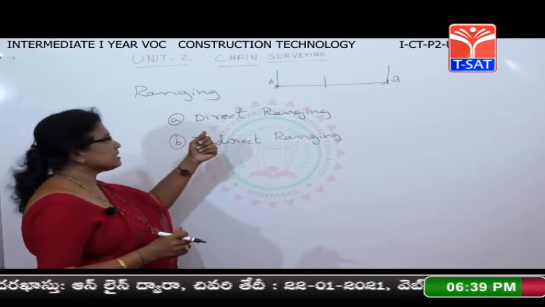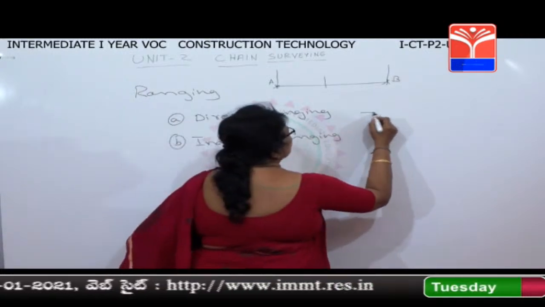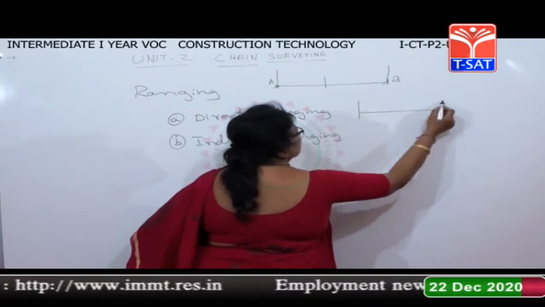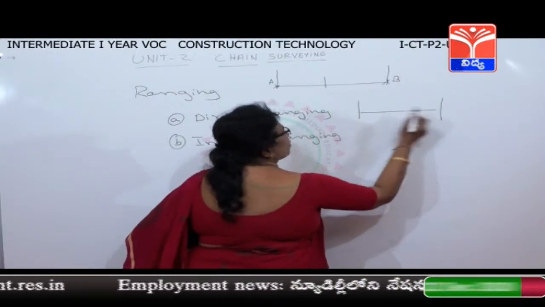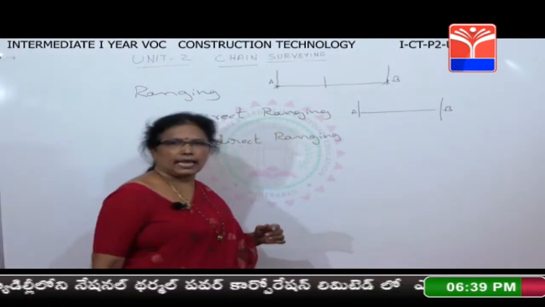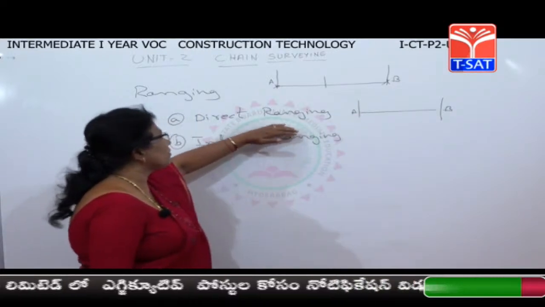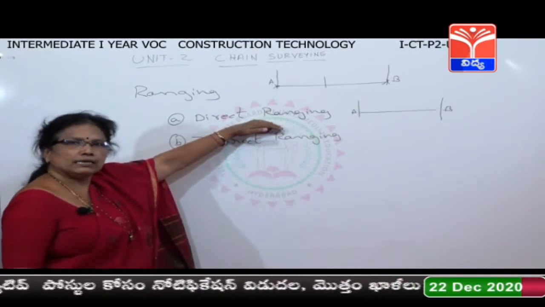Direct ranging is done when both points are visible to each other. If A can see B and B can see A, then they are mutually visible. That time you will go for direct ranging.